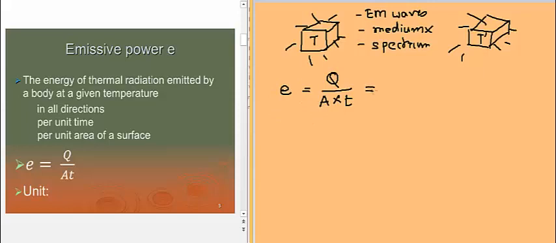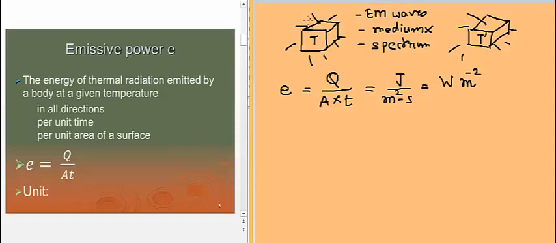And the unit of this will be joule per meter square per second. And joule per second is watt, so I can write this as watt per meter square. So the term emissive power helps us get an idea about the thermal radiation power of this object, and then I can compare it with other objects.